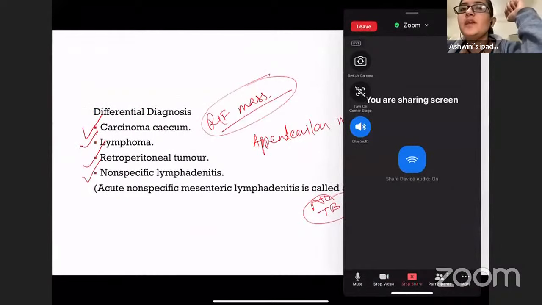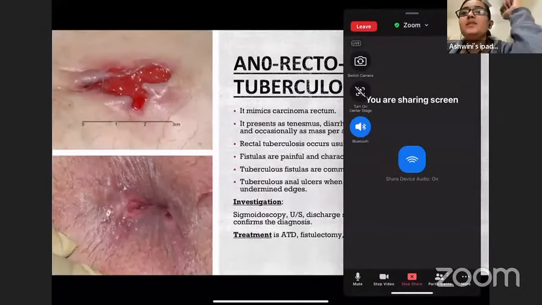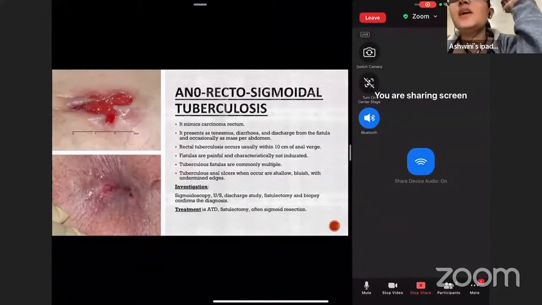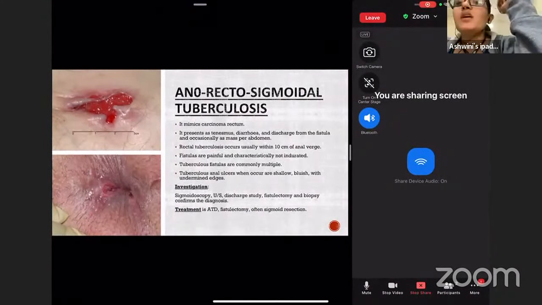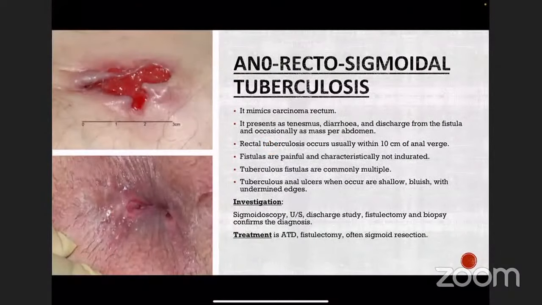This is the picture I have shown here of anorectosigmoid tuberculosis. It mimics carcinoma of the rectum. Why? Because there will be multiple ulcers over the rectal region. There can be hyperplastic changes also. There can be a picture of tenesmus, diarrhea, discharge, and blood in stool. So a carcinoma rectum patient can have diarrhea, discharge, tenesmus, and blood in stool also. So at first, we can think of CA rectum as a differential diagnosis.